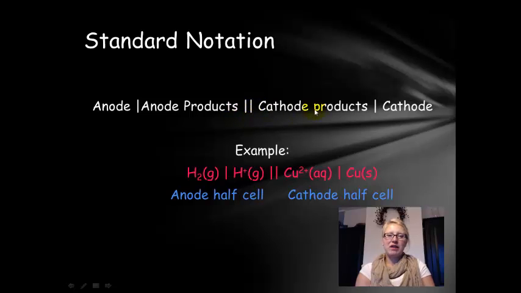That means a new half cell. You put the products being made at the cathode, separated by a line, and the cathode to the right. Okay, so here's an example. Hydrogen gas, so at the anode, separated by a line. Hydrogen ions, separated by 2 lines. Copper ions, separated by a line, and copper at the end. So one half cell is hydrogen, one half cell is copper.